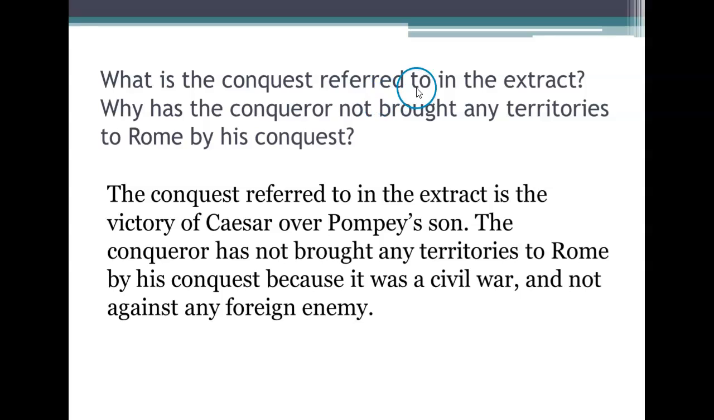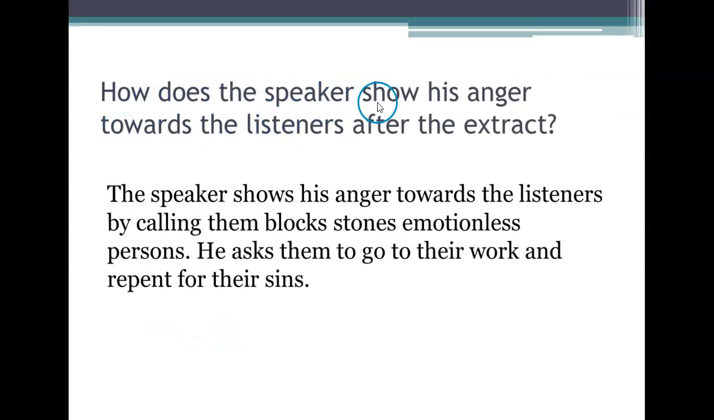What is the conquest referred to in the extract? Why has the conqueror not brought any territories to Rome by his conquest? So the answer is, the conquest referred to in the extract is the victory of Caesar over Pompey's son. The conqueror has not brought any territories to Rome by his conquest because it was a civil war and not against any foreign enemy. How does the speaker show his anger towards the listeners after the extract? The speaker shows his anger towards the listeners by calling them blocks, stones, emotionless persons. He asks them to go to their work and repent for their sins. You can put a comma over here between blocks and stones and emotionless persons.